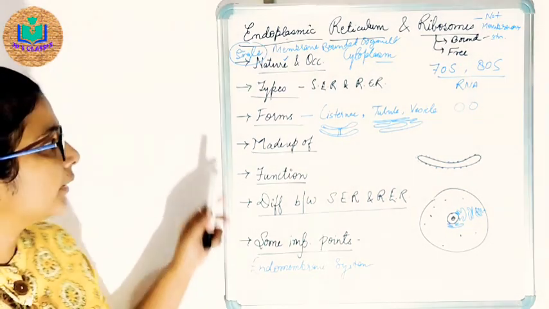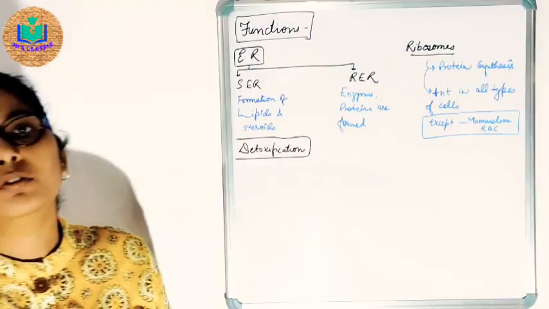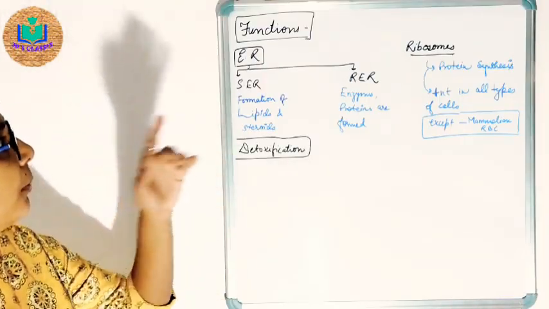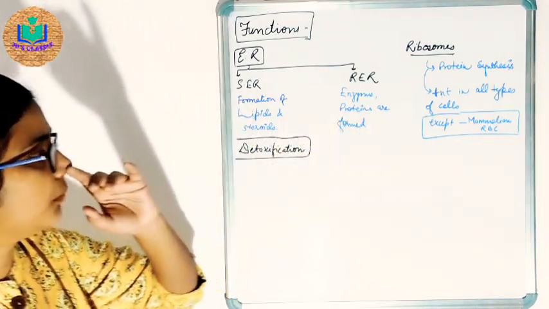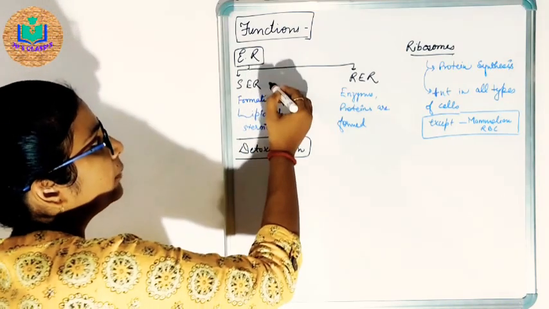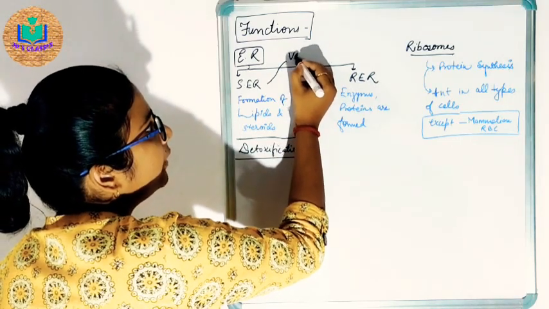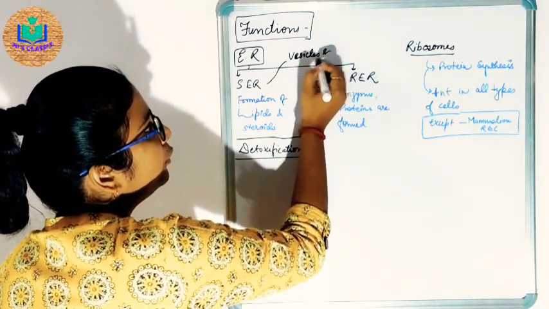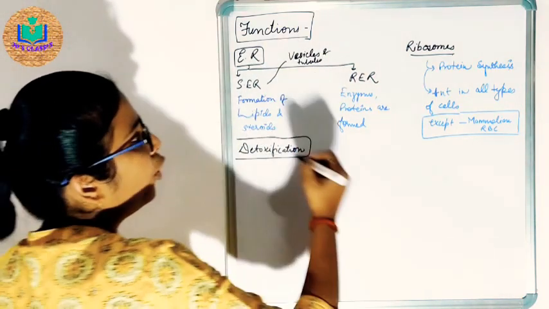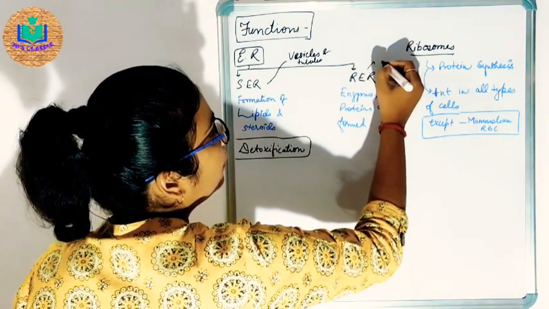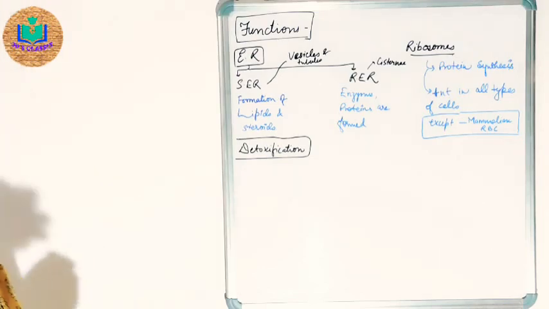Now let's discuss the functions of the endoplasmic reticulum and ribosomes also. Talking about its function, the endoplasmic reticulum is subdivided into two types: smooth endoplasmic reticulum and rough endoplasmic reticulum. Generally, the smooth endoplasmic reticulum is found in the form of vesicles and tubules, and the rough endoplasmic reticulum is generally found in the cisternae form.